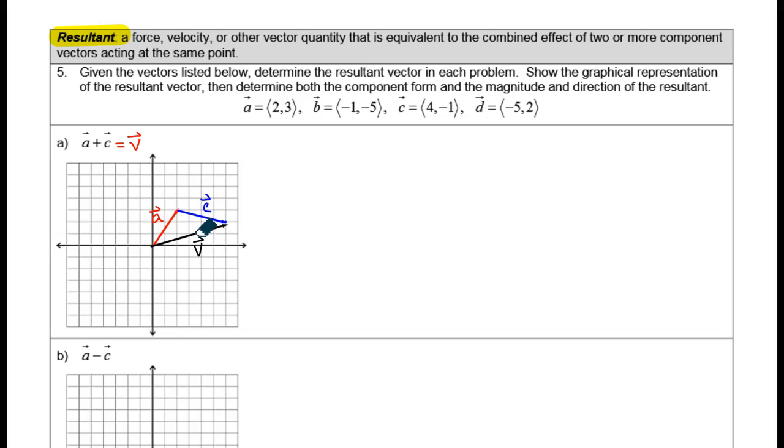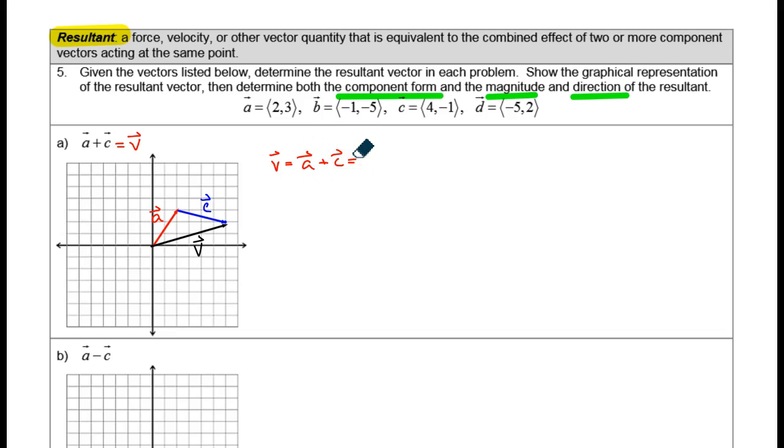Okay, so let's go ahead and take a look at what vector v is. Remember here there's 3 things we have to find about vector v. We have to determine the component form, the magnitude, and the direction. So 3 different things we have to figure out for vector v. Okay, let's start with the component form. Vector v equals vector a plus vector c.